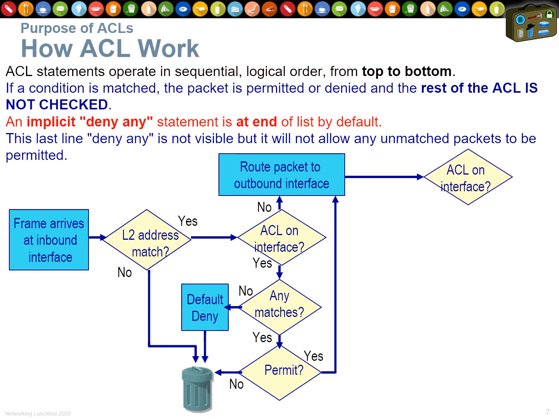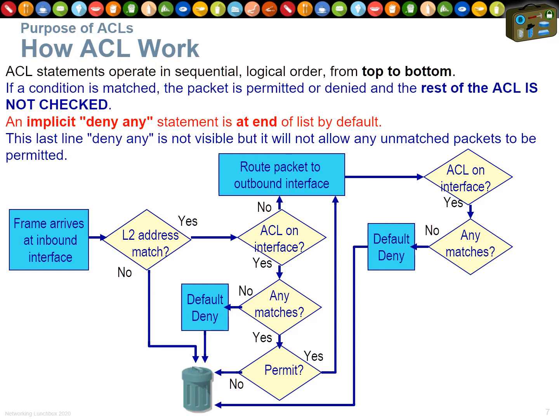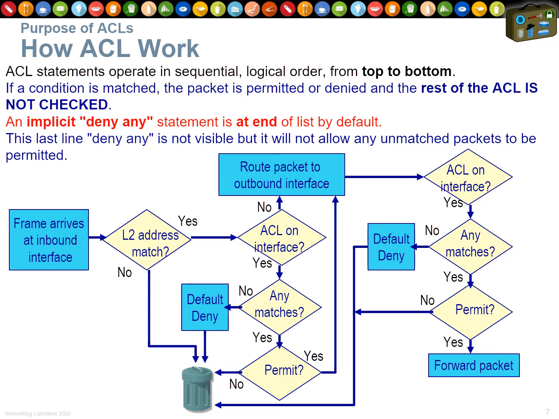So on its way out, is there an access list on the outbound interface? If there is, are there any matches? No matches, then too bad. That traffic gets thrown away. Even though it's gone to all the trouble of getting in and being routed, on its way out, if it doesn't match the access list, chucked in the bin. So there is a match. Is that match a permit or a deny? If it's a deny, throw it in the bin. If it's a permit, finally we can forward this packet.